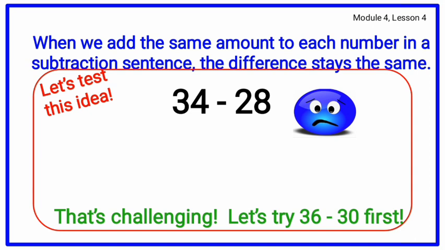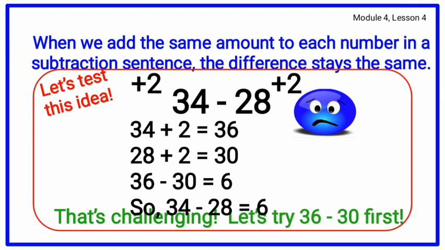Oh, that's challenging. Now I'm going to look at the ones. 34, that's 4 ones. 28, that's 8 ones. Between 4 and 8, which is closer to a 10? Good. 8 is the closest to a 10, and it needs 2 to become a 10. Because it needs 2 to become a 10, I'm going to add 2 to both numbers. Okay, so it's going to be like this. 34 plus 2, 28 plus 2. So 34 plus 2 is 36. 28 plus 2 is 30.